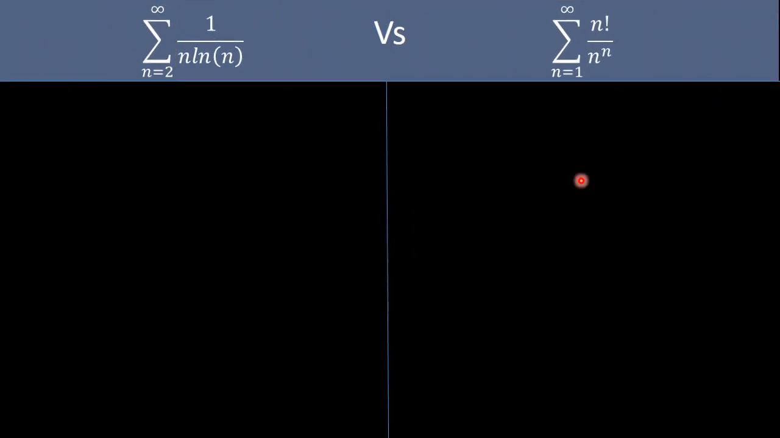Excellent, so this is what we have. Let's start with this series we have here. We have the series from n equal to 2 to infinity of 1 over n natural log of n. Our goal is to test if the series converges or diverges.